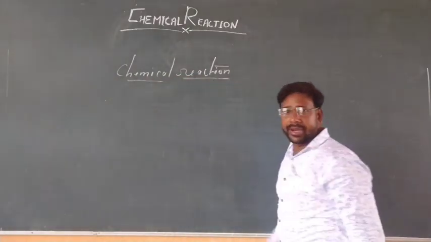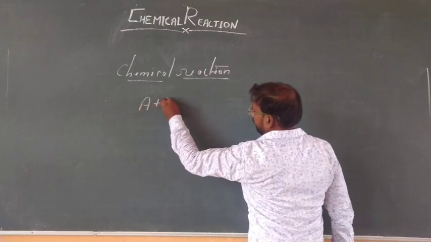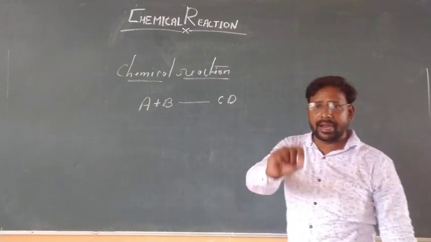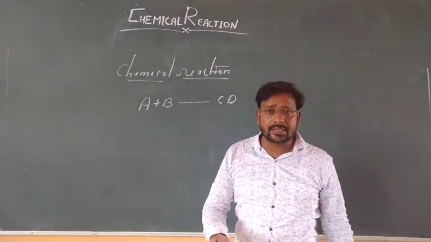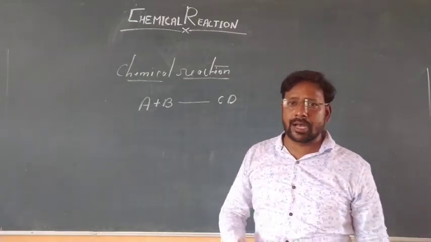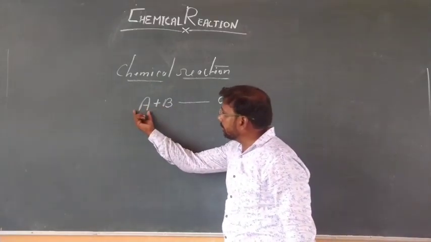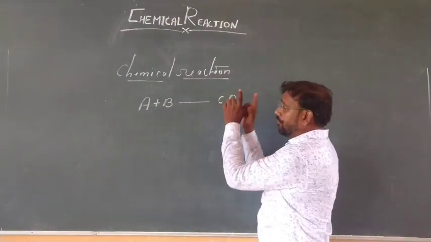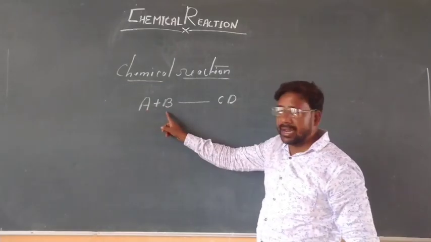We know that whenever two substances, like A, react with B, they form new substances. You can write the definition: when two or more substances combine chemically to form new substances, that is called a chemical reaction. So A reacts with B, and what is formed? CD, and CD is a different substance from A and B.